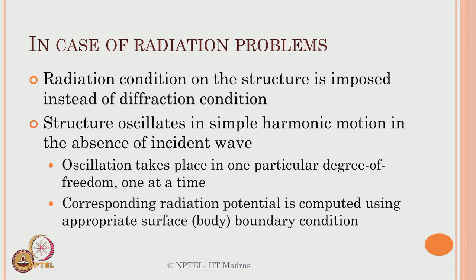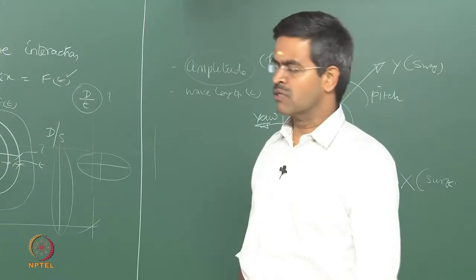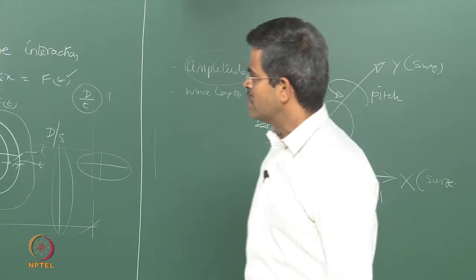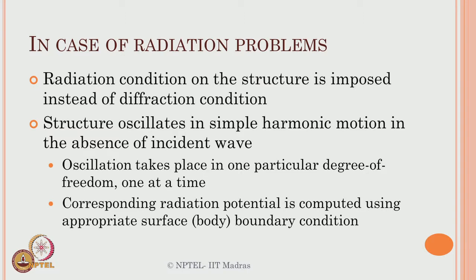Now, in the case of radiation problems, when you have a large floating system, the flow field will be interfered with by the member, and it results in what we call radiation potential, additional to that of the scattered velocity potential. In radiation problems, the radiation condition of the structure is imposed instead of the diffraction condition.